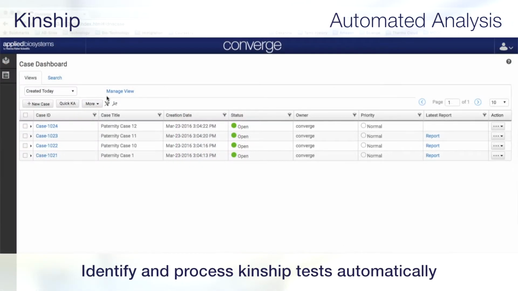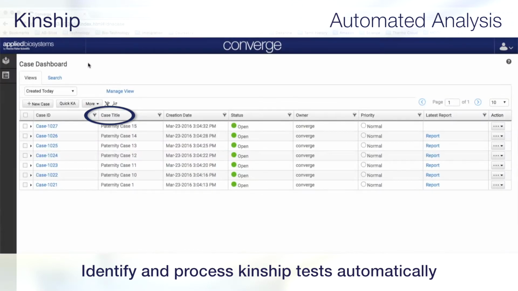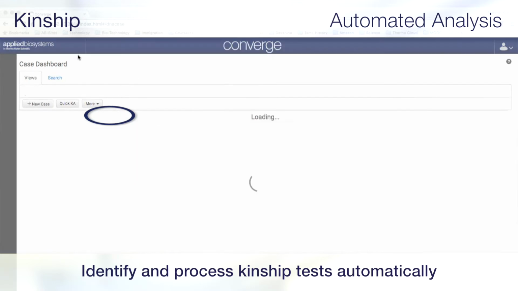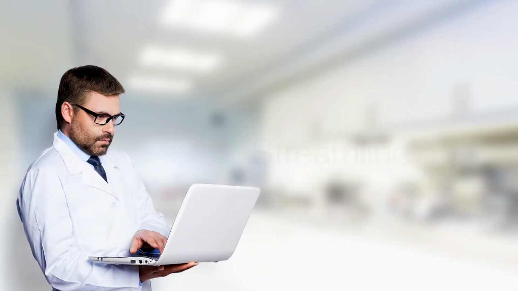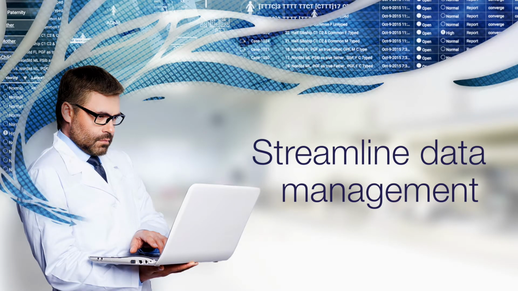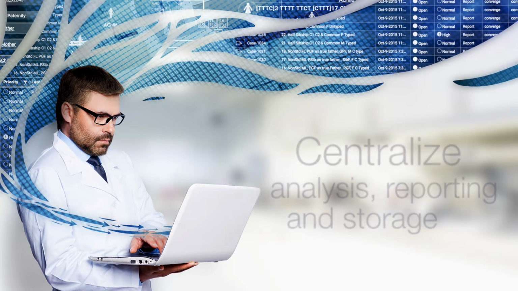The software identifies and processes trio paternity, trio maternity, duo fatherless, and duo motherless kinship tests by automatically creating cases, adding subjects and profiles, running analyses, and generating reports. Streamline data management with a powerful, centralized solution for analysis, reporting, and storage.